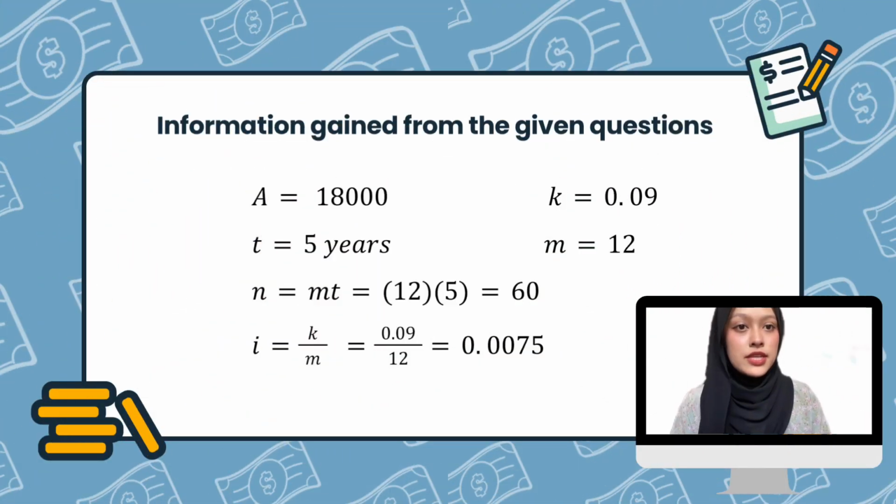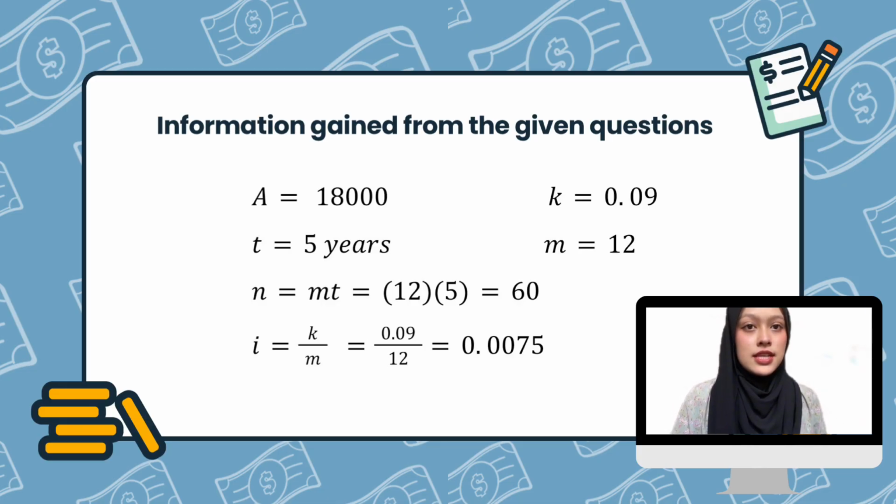Hello and Assalamualaikum. My name is Nur Safiah Nabila and today I'll be presenting about the monthly payment that Mira needs to pay. So, from the animation, we know that Mira borrowed 18,000 ringgit. The interest rate is 9%, so K equals 0.09. She plans to repay the loan over 5 years, which is our T. Since the interest is compounded monthly, M equals 12. So, the total number of payments N is 12 times 5, which gives us 60 months.